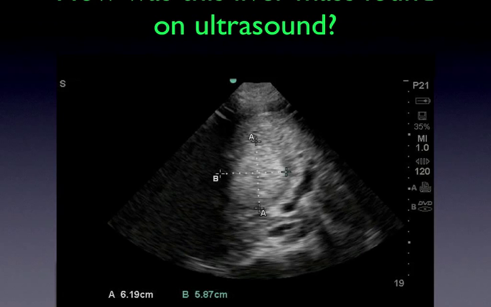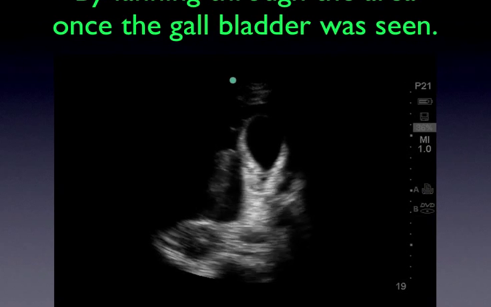Now, here's a mass that was found on an ultrasound. And as you can see at the bottom left of the slide, it measures 6.1 centimeters by 5.87 centimeters, so approximately a 6 centimeter mass. This patient came in with right upper quadrant pain, and an ultrasound was obtained at first looking at the gallbladder. Well, how was this liver mass found?